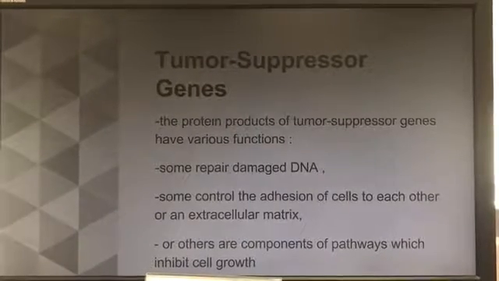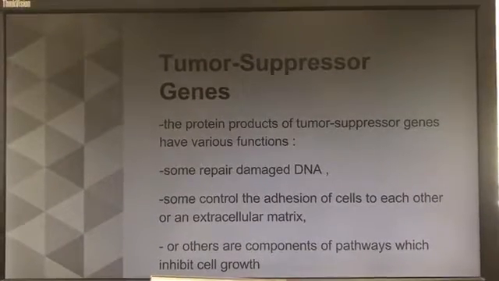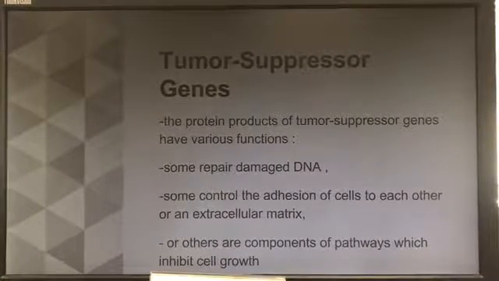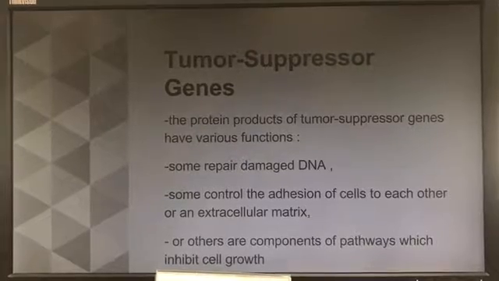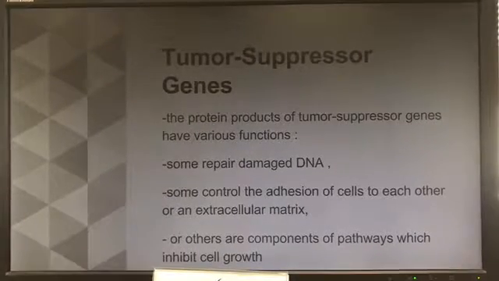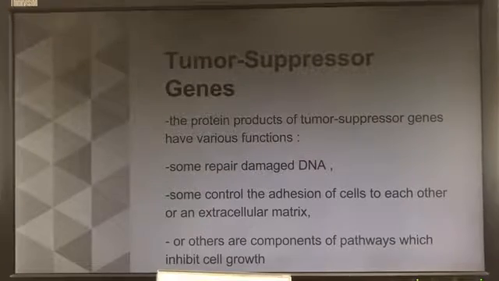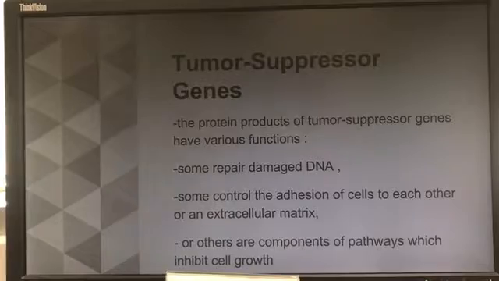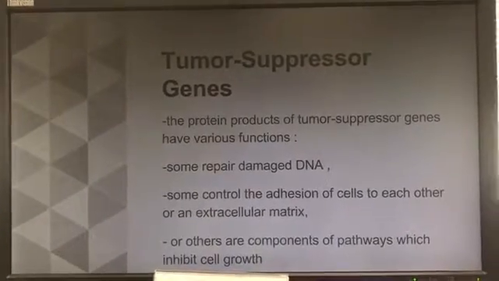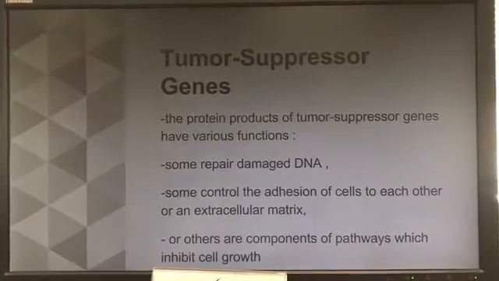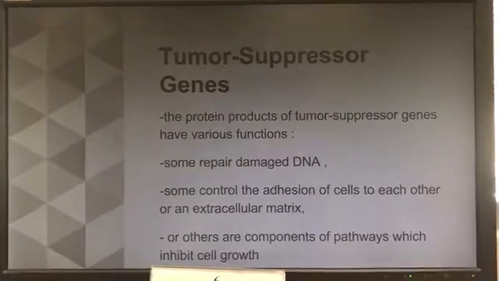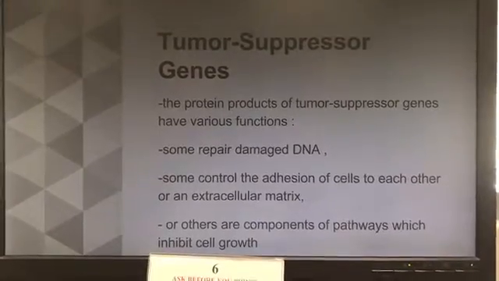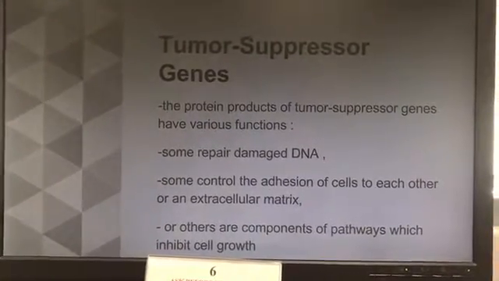Now, we talked about this a bit before in an earlier chapter, where we mentioned density-dependent inhibition. Now, this is often missing in cancer cells. Density-dependent inhibition basically says that when there is no more room for a cell to properly grow, it will stop growing. So imagine a petri dish. When there is no more space in that petri dish to hold cells, normally a cell would stop growing and dividing. However, cancer cells continue to grow despite the lack of space. And still others are components of pathways which inhibit cell growth.